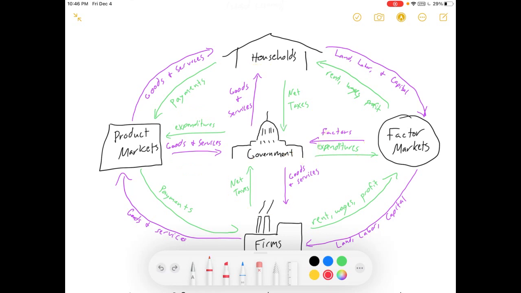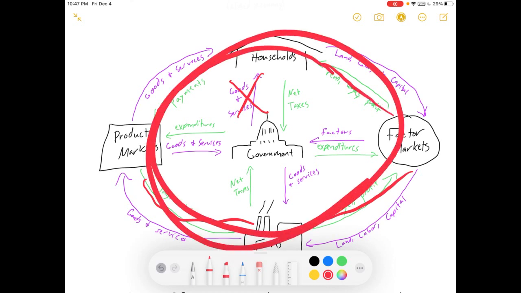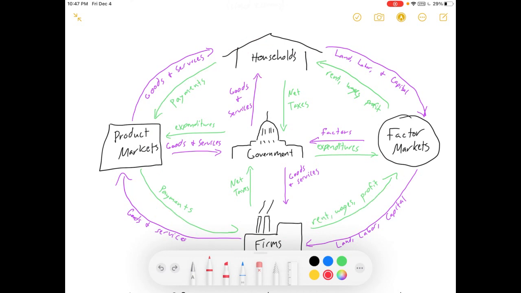For instance, what would happen if the government cut spending or cut the services going to households? Well, then the households don't get as much stuff, they're not going to spend as much, they're not going to receive as much, they're not going to pay as much, and then the multiplier makes everything worse and worse. It goes both ways.